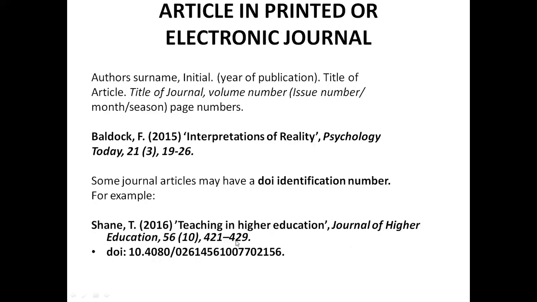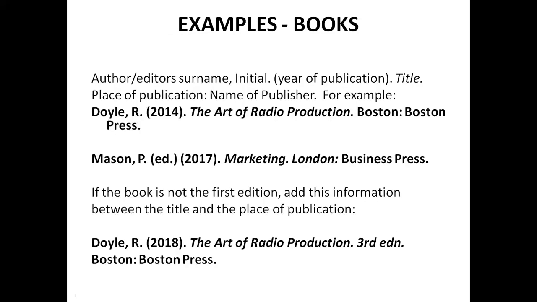Sometimes you'll get some information from books, and I'm hoping that you can use even the books that we have in the library. If you're going to use a book, in that case, you put the surname, the initial, the year of publication, then the title of that book, which is the one that will be in italics. And then the city where it was published, which is Boston, and then the publishing company, which is Boston Press.